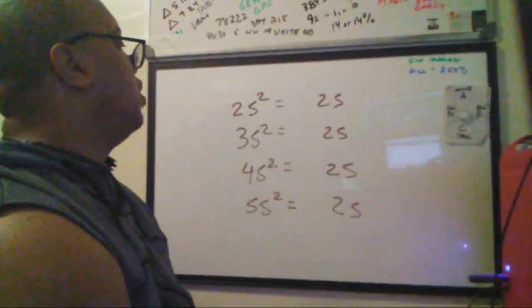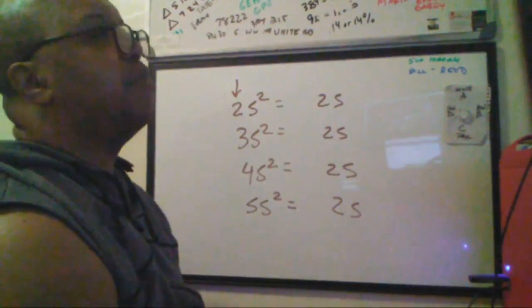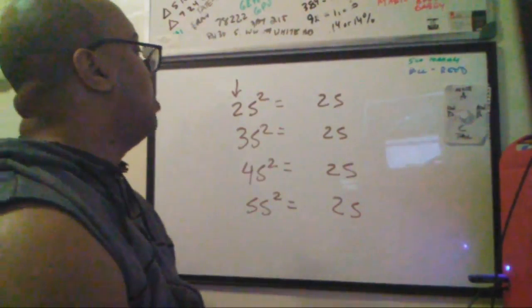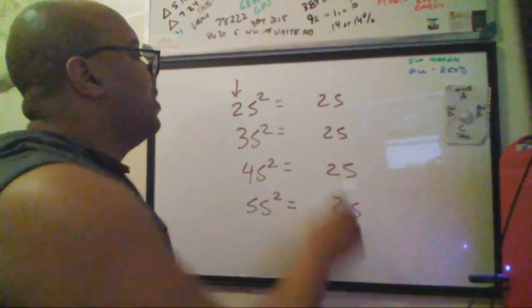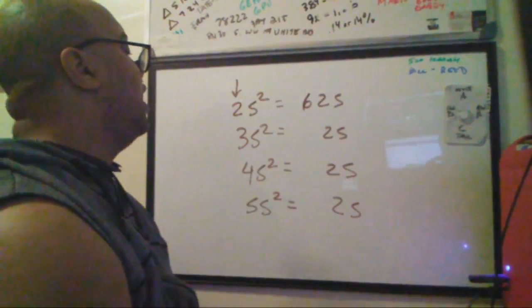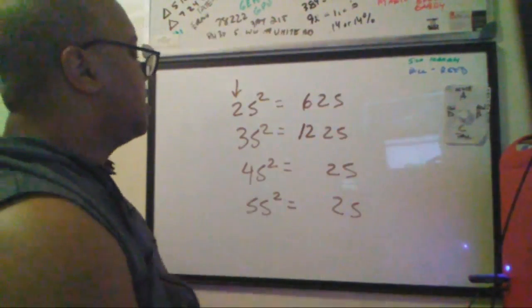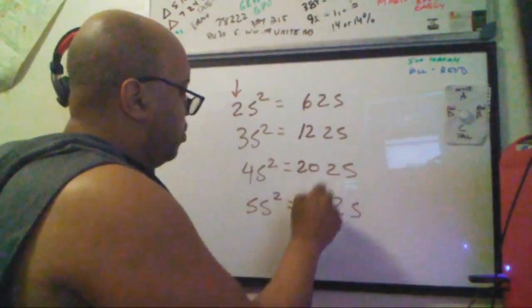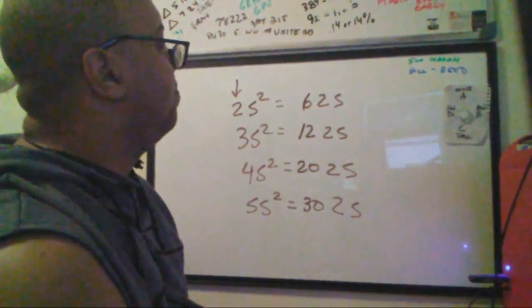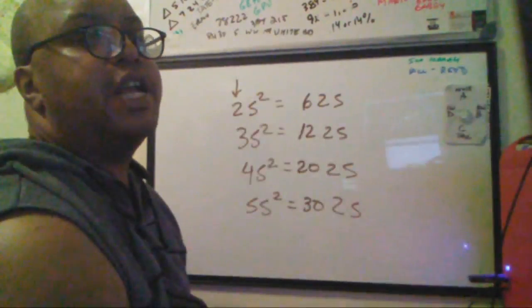Then you're going to look at the number preceding the 5. And you're going to multiply by the next consecutive number. The next consecutive number after 2 is 3. 2 times 3 is 6. 625. The next consecutive number after 3 is 4. 3 times 4 is 12. 1225. The next consecutive after 4, 2025. And 3025. I did not know that. It's a cool trick. And that's one to grow on.